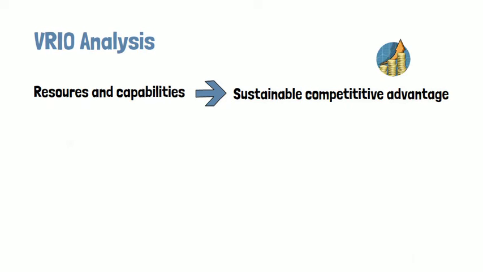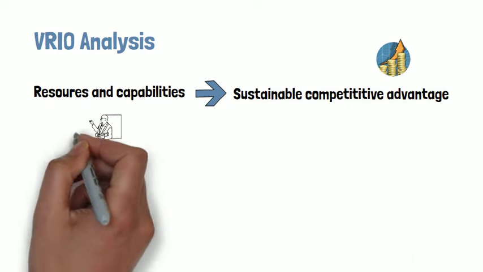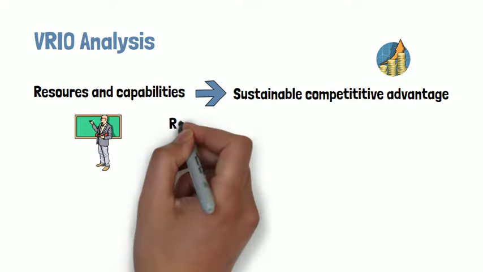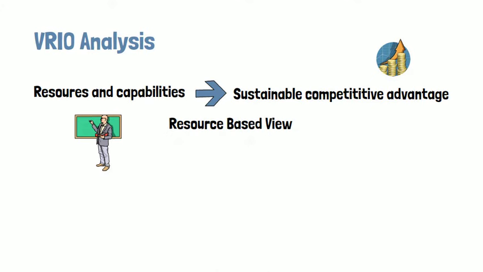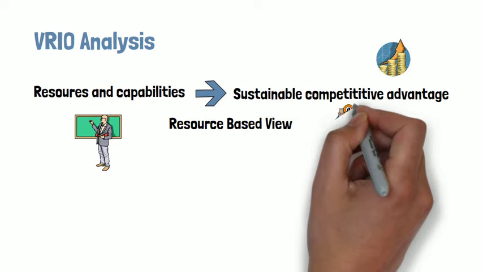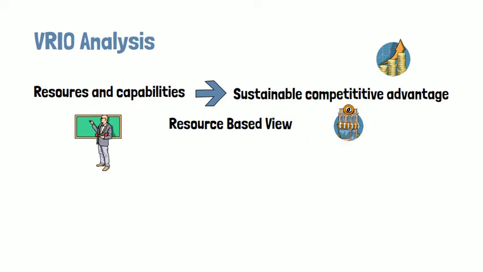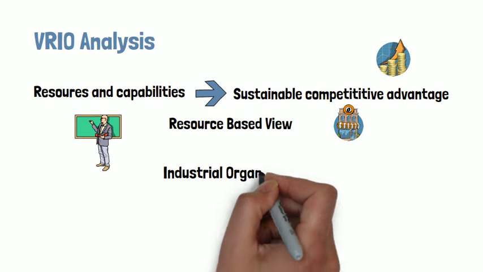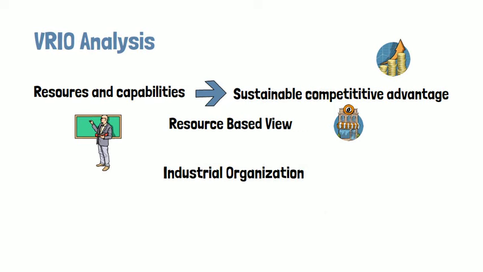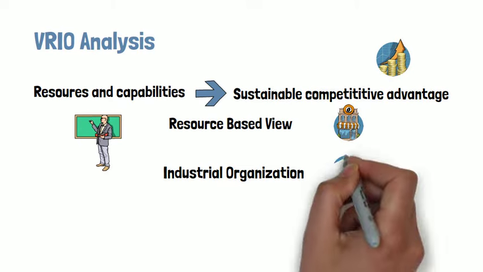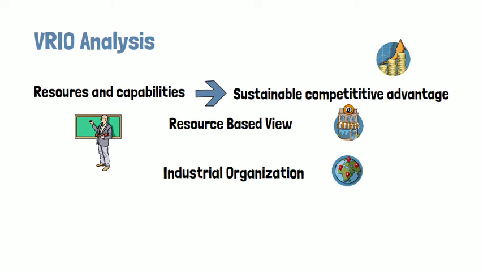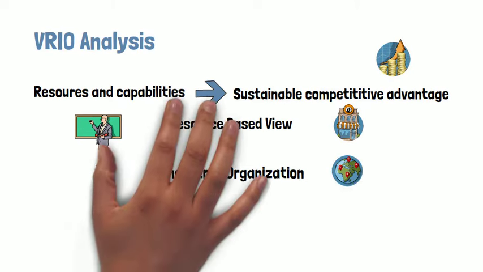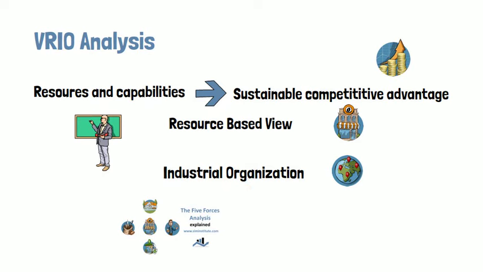It was developed in 1991 by Professor Jay Barney, a pioneer of the resource-based view of strategy, that says that a company's performance is to a large extent determined by internal factors. In this way, the resource-based view complements the industrial organization approach to strategy that focuses more on the external environment, with tools such as the Five Forces Analysis or the PESTEL Analysis that are described in other videos.